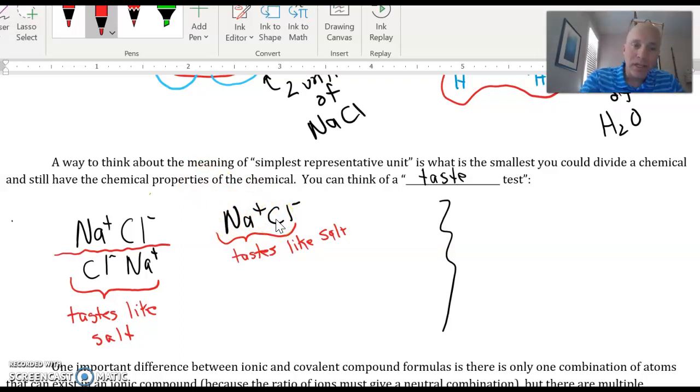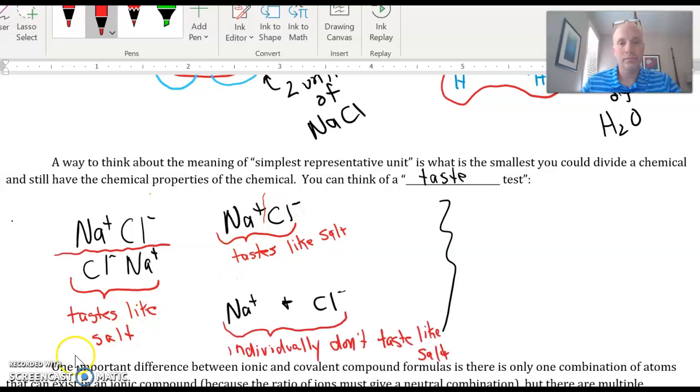So could we break it down a little bit more? Could we break this down the middle? If you broke that apart, you would have an individual sodium and an individual chloride ion. And individually, these things, if you were to taste them, would not taste like salt, even though they're so small that you probably wouldn't be able to taste them anyways.